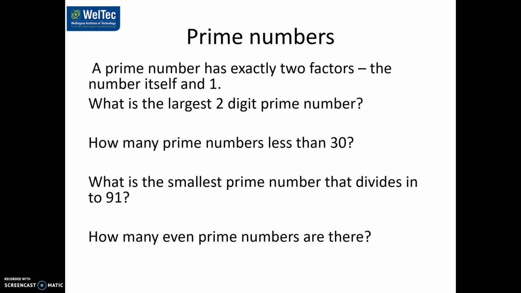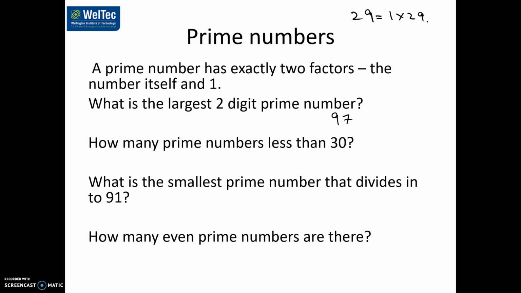Prime numbers. A prime number is a number that has exactly 2 factors, so only 2 factors, and the factors are the number itself and 1. Now 1 is not a prime number because it only has 1 factor. 29 is a prime because 29 is only equal to 1 times 29. What's the largest 2-digit prime number? You need to start listing all the prime numbers, and the largest one will be 97. You need to have a list of prime numbers to work out.